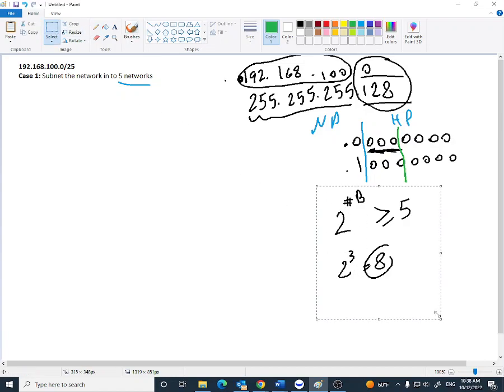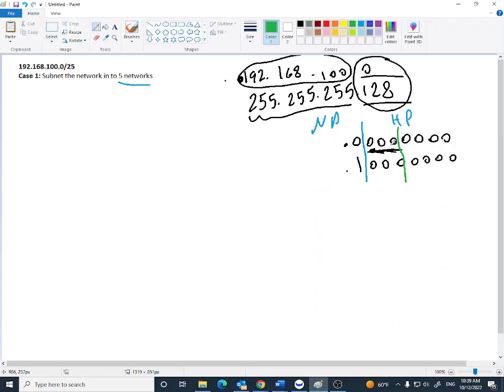let me clean up the space. I have 3 bits that I can borrow. Because I'm borrowing 3 bits, that simply means the subnet mask areas here are still going to be converted to 1s, because they're going to be part of the network portion. The line here basically separates the network portion from the host portion. So I know my prefix now is not going to be 25, it's going to be simply 28, because in addition to the 25, I'm borrowing 3. So the new prefix is going to be 28.